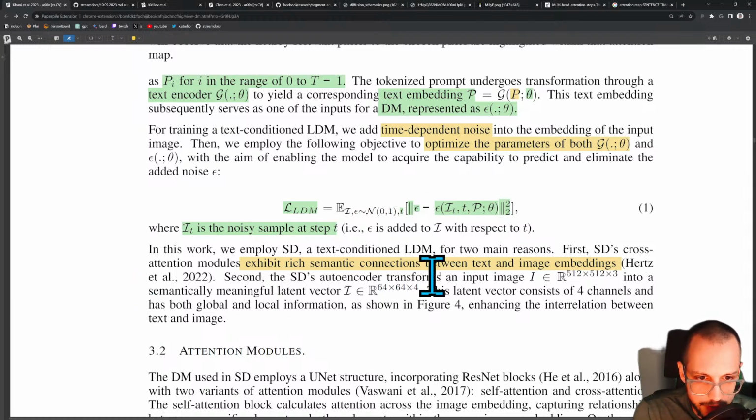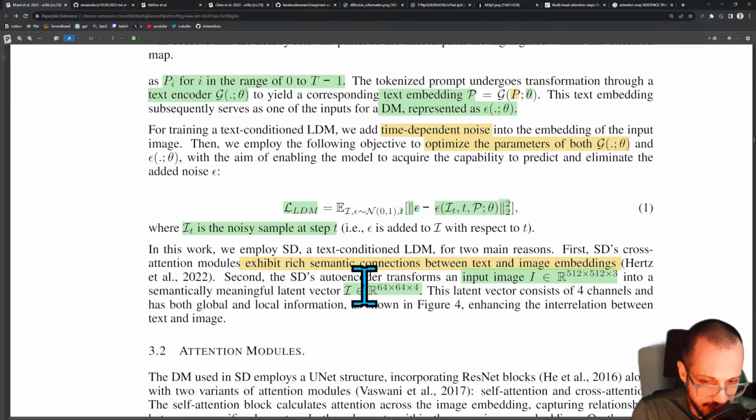The SD's autoencoder transforms an input image I. Okay, so here they're redefining the image I. They're giving you the dimensionality of that image. It's a 512 by 512 image with 3 channels RGB, into a semantically meaningful latent vector I. So this is the latent representation of that image coming from the encoder, and you can see how it's smaller, right?